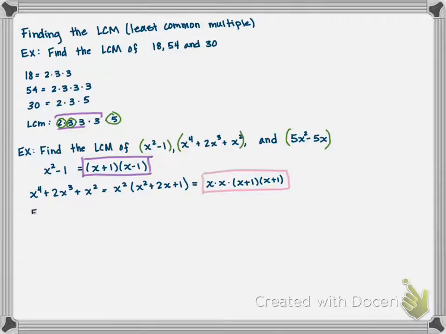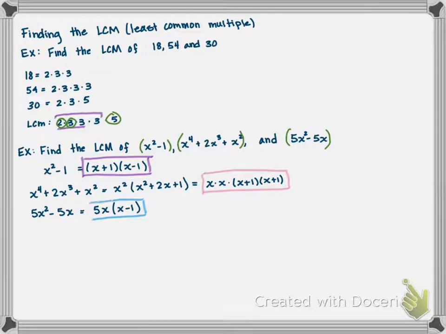And then the last one, 5x squared minus 5x. Well, I just have a GCF of 5x. So 5x times x minus 1. So that's my third factorization.